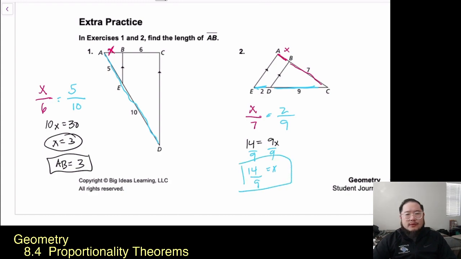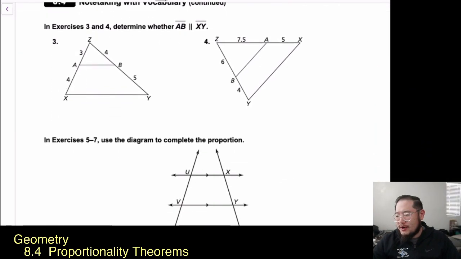And that's okay. We can leave it as an improper fraction. All right, so go ahead and do so right there. Leave it as an improper fraction. All right, let's go ahead and move along. Take a look at number 3 next.